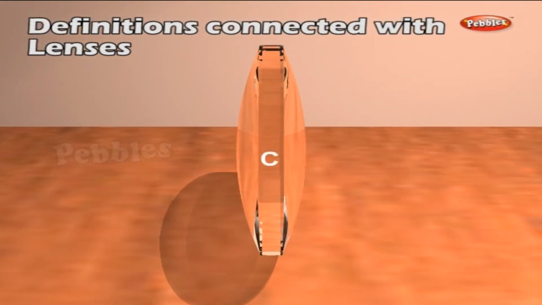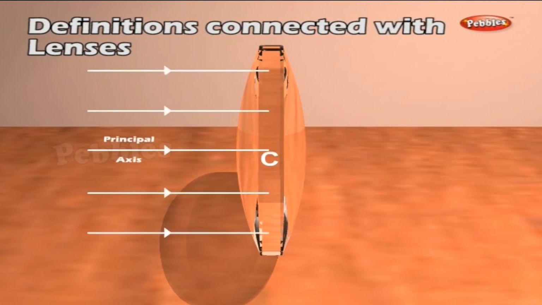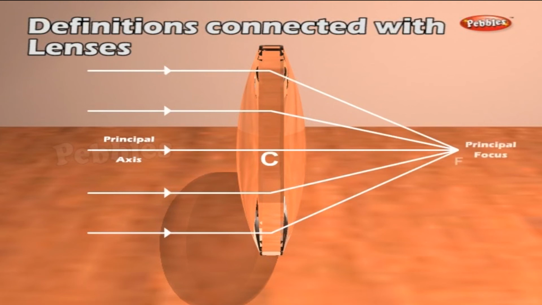Principal axis. Principal axis of a lens is a line passing through the optical center of the lens and perpendicular to both the faces of the lens.